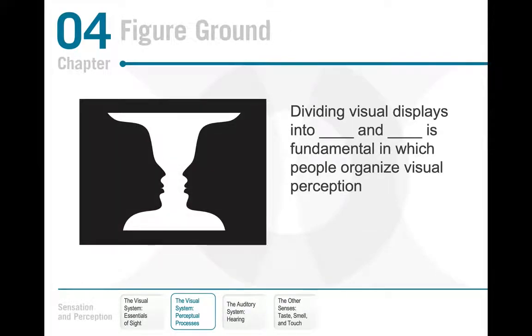Figure ground. Dividing visual displays into figure and ground is fundamental in which people organize visual perception. In this example, whether you see two faces or a vase depends on which part of this drawing you see as the figure and which as the background. Although this reversible drawing allows you to switch back and forth between two ways of organizing your perception, you can't perceive the drawing both ways at once.